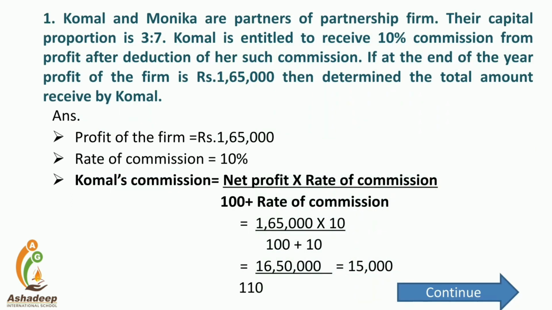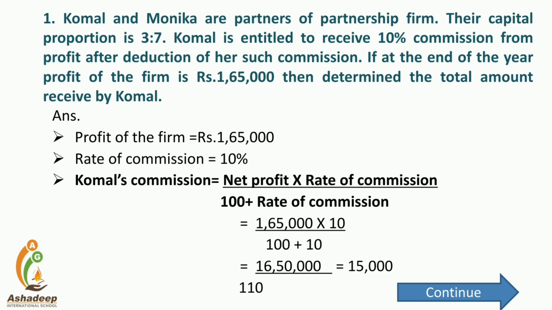and solve some practical questions. The first one is, Komal and Monica are partners of a partnership firm. Their capital proportion is 3:7. Komal is entitled to receive 10% commission from profit after deduction of her such commission. If at the end of the year profit of the firm is rupees 1,65,000, then determine the total amount received by Komal.